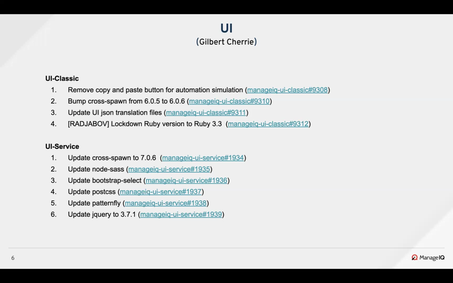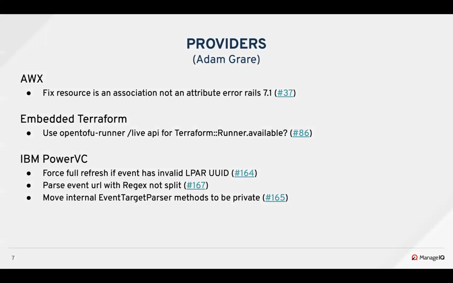Next, for the UI service, I updated Crossbond package to 7.0.6, as well as Node Sass, Bootstrap Select, Post CSS, Patternfly, and jQuery to 3.7.1. That's it for the UI. Next is Adam.